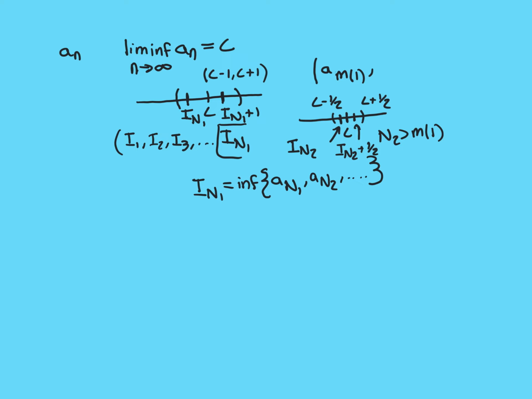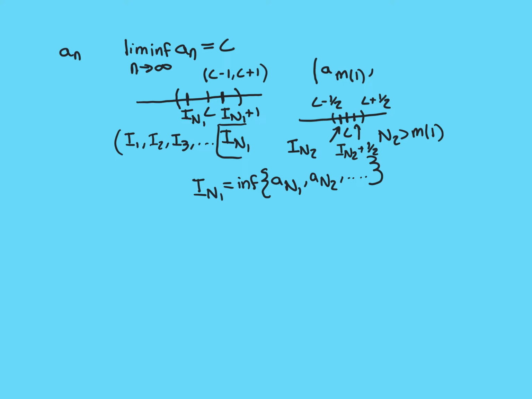cannot be a lower bound for the set that this is the greatest lower bound of, because if it were, it would contradict that being the greatest lower bound, and therefore I can find something from the set that this is the infimum of that is strictly less than that, but greater than or equal to that, and therefore is inside this interval of radius a half. And I'll take that as then my second term in the subsequence. And then you continue on.